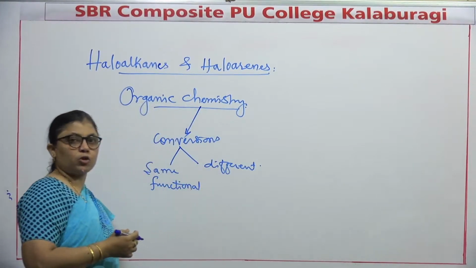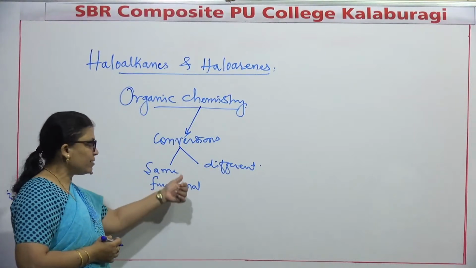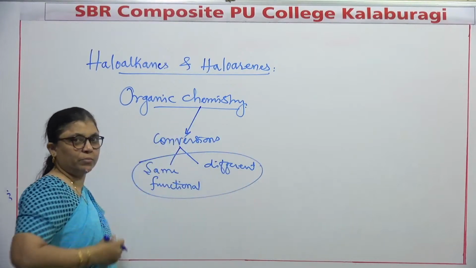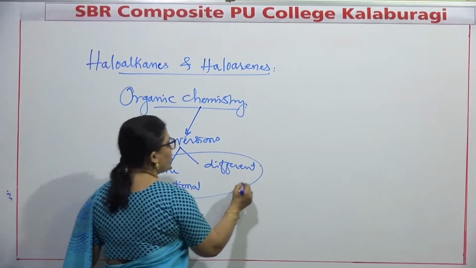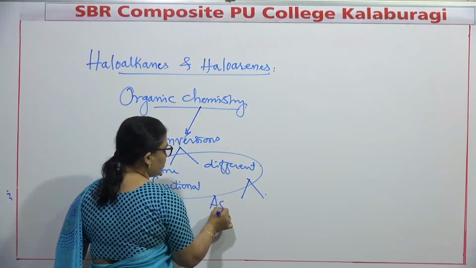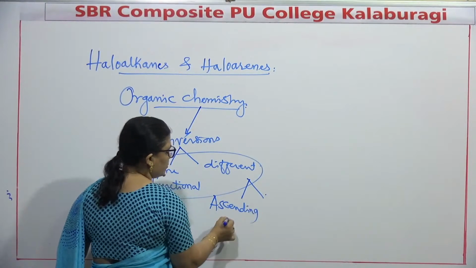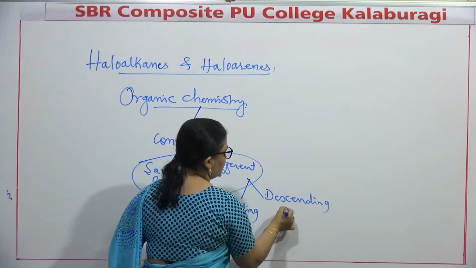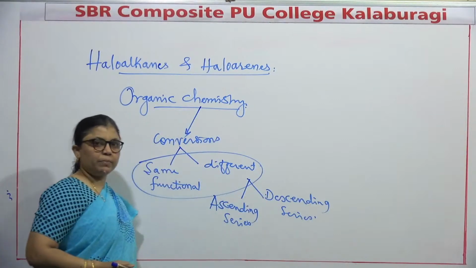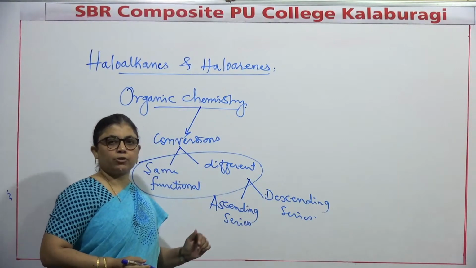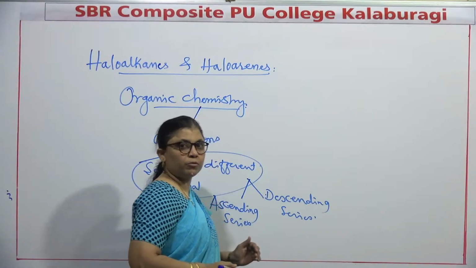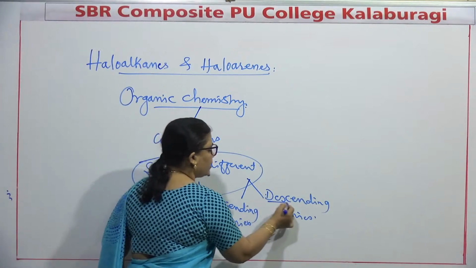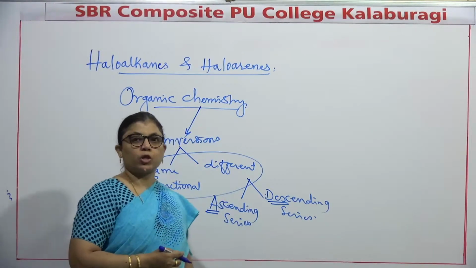And even in that conversion, whether the functional group is the same or different, we may ascend the series. Means we increase the number of carbon atoms. Either we go for ascending series, or sometimes we go descending series also. Ascending means lower hydrocarbons are converted into higher hydrocarbons, whereas descending means higher are converted into lower hydrocarbons. This is increasing order and this is decreasing order. All these conversions are possible.